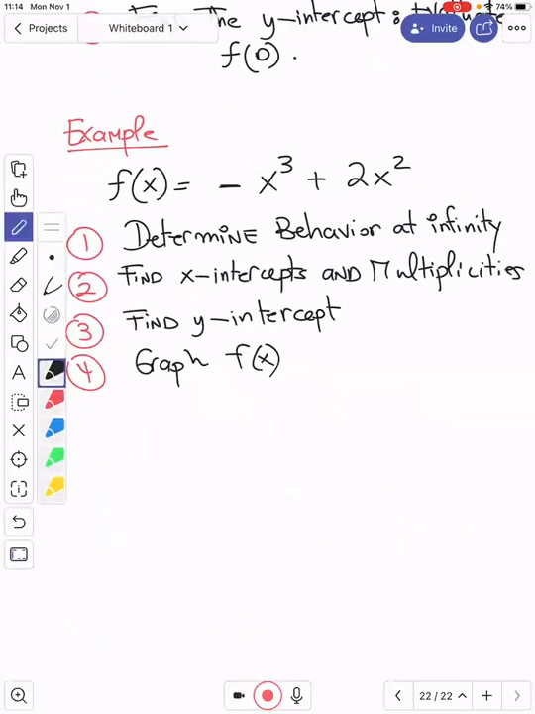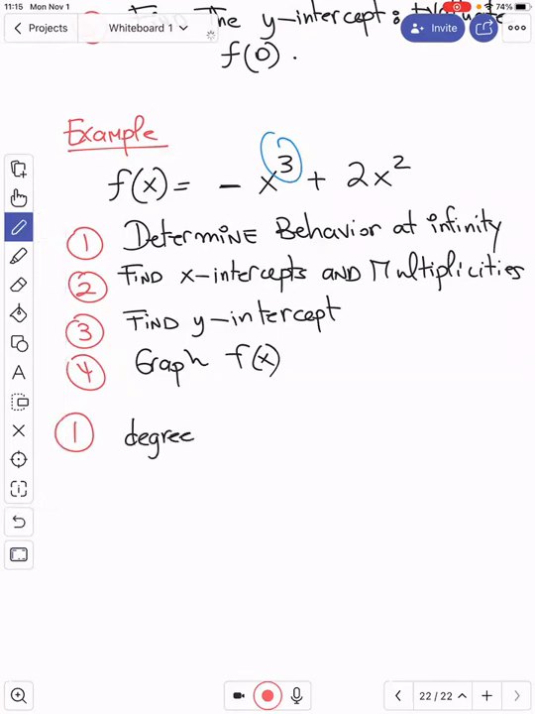All right, so for number 1, to determine the behavior at infinity, all you have to do, guys, is find the degree and the sign of the leading coefficient. So this is minus x cubed plus 2x squared, right? The highest power of x is of course 3. So the degree of f is 3.